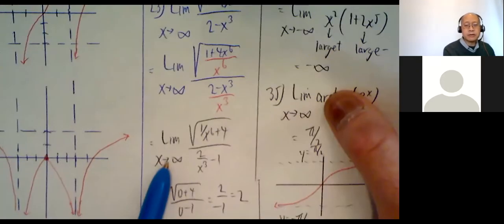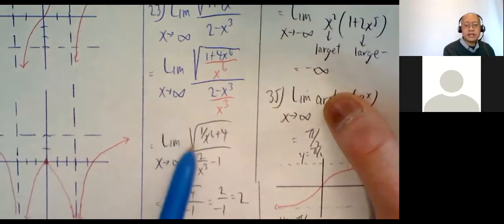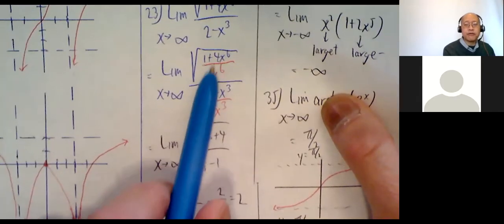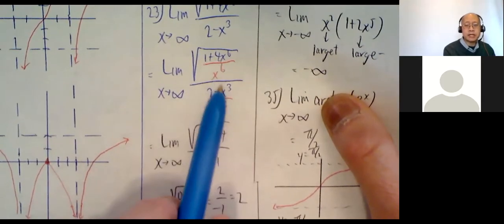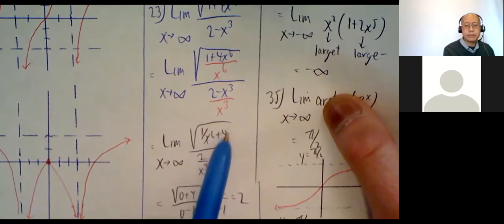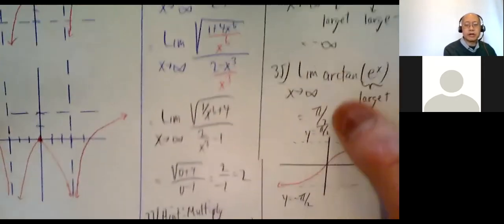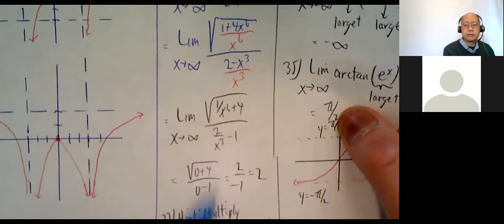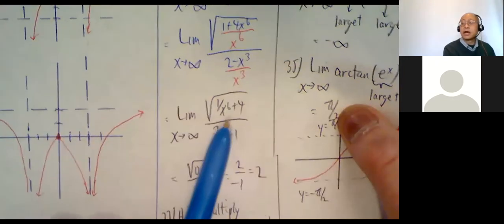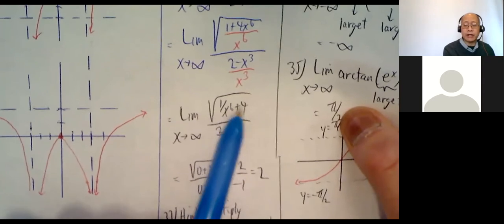Okay, so the limit as x approaches infinity of the square root of 1 over x to the 6th plus 4, right? 4x to the 6th divided by x to the 6th is 4. Divided by 2 over x cubed minus 1. And there you have it. Now I have it the way that I want it.